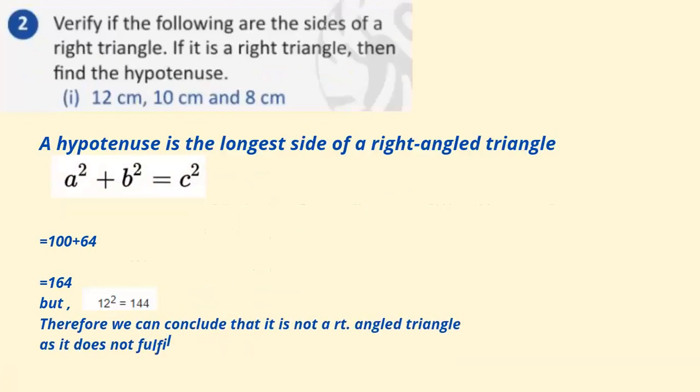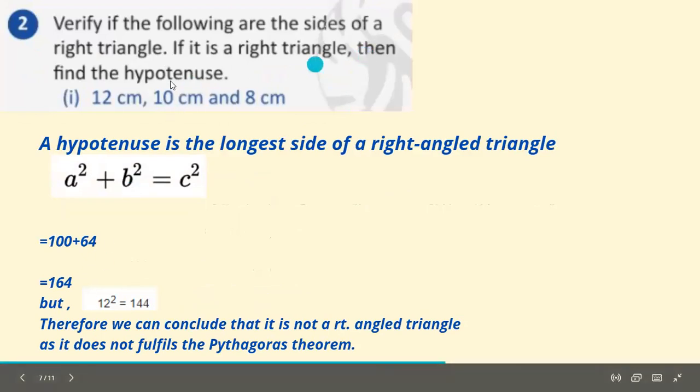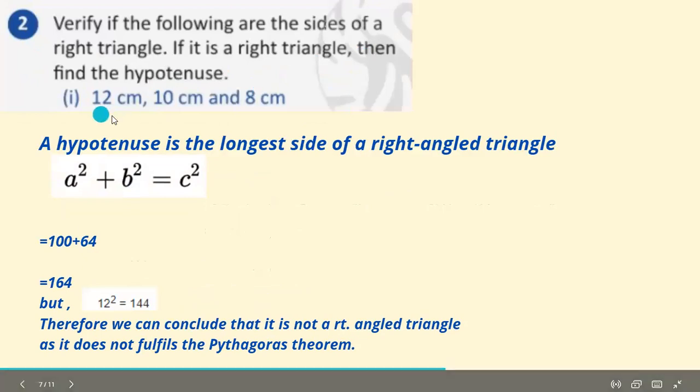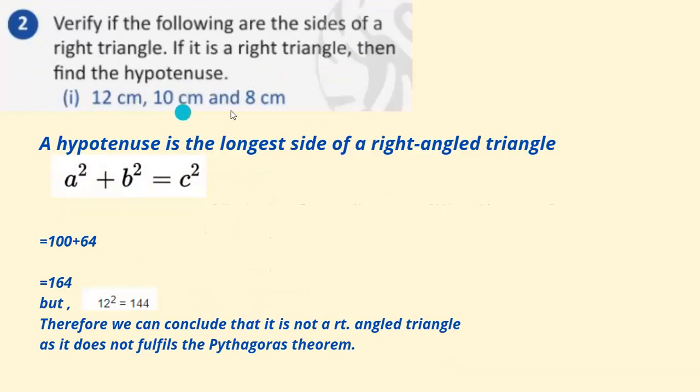Now the next problem. Verify if the following are the sides of a right angled triangle. If it is a right angled triangle, then find the hypotenuse. 12, 10 and 8 are given. We know the longest side of a right angled triangle gives the hypotenuse. Based on the Pythagoras theorem, A squared plus B squared is equal to C squared. So what are A and B? They are 8 centimeters and 10 centimeters.